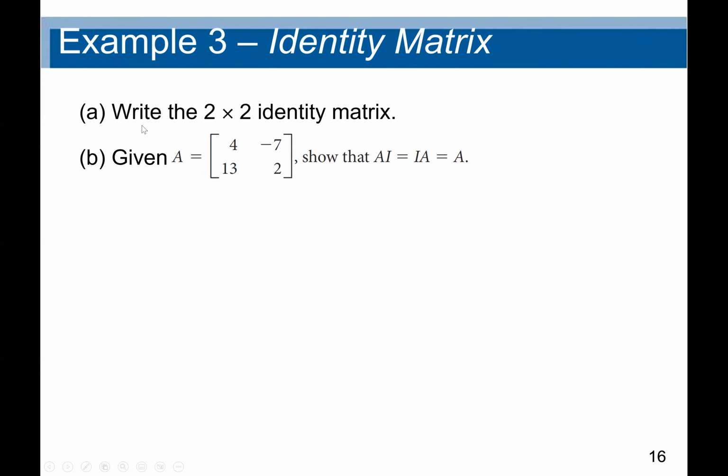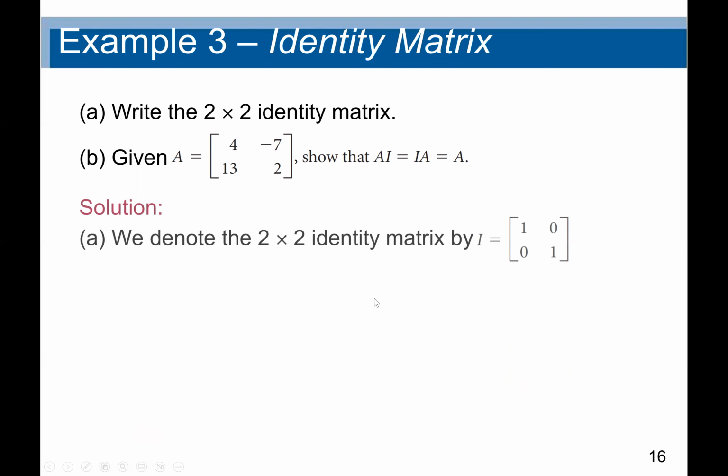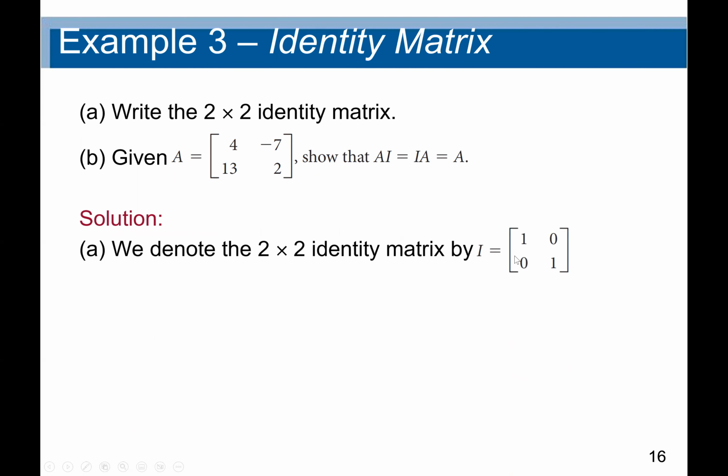So let's see this example. They say we should write the 2x2 identity matrix. So this means we're going to have 1, 0, 0, 1, one on the diagonal, and the rest is 0. Again, the size is 2 rows, 2 columns, 2x2. Next B, they say given a matrix A, which is 4, 13, -7, and 2, we should show that A times identity matrix is equal to identity matrix times A, and the answer should be A.